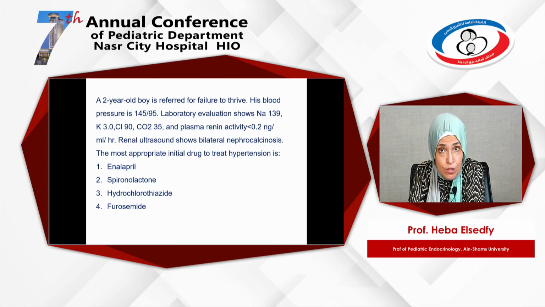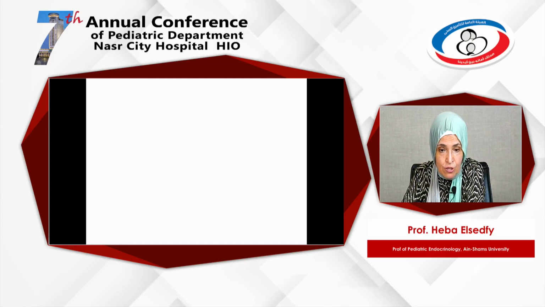So the potassium is low, there is nephrocalcinosis, and as we mentioned before, there are two causes of hypertension associated with nephrocalcinosis. So what is the most appropriate initial drug to treat hypertension? Is it enalapril, spironolactone, hydrochlorothiazide, or furosemide? In this case, we'll think of mineralocorticoid excess syndrome, and so the answer will be spironolactone.